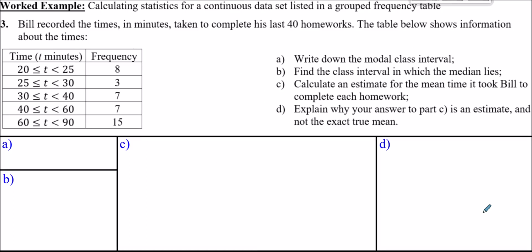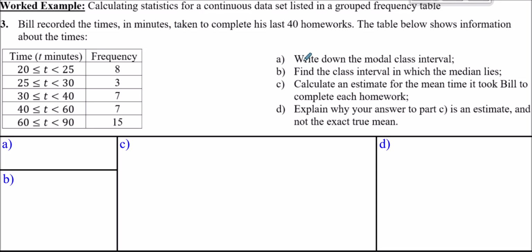Worked example 3 is very similar, although now instead of talking about just a simple frequency table with discrete data, we're talking about a continuous data set in a grouped frequency table. So this time we've got Bill, who's recorded the times in minutes, taken to complete his last 40 homeworks. So at least he's doing them, I suppose. The table below shows information about the times.